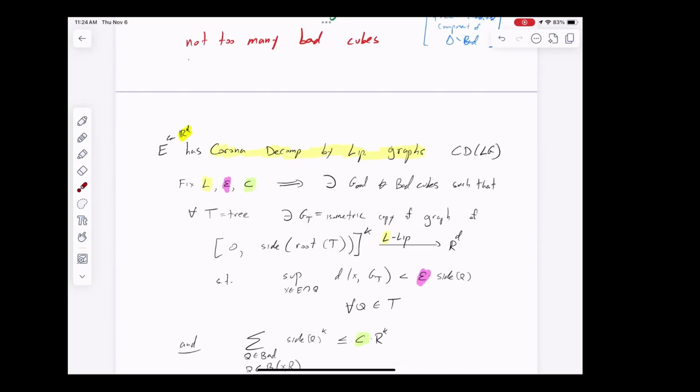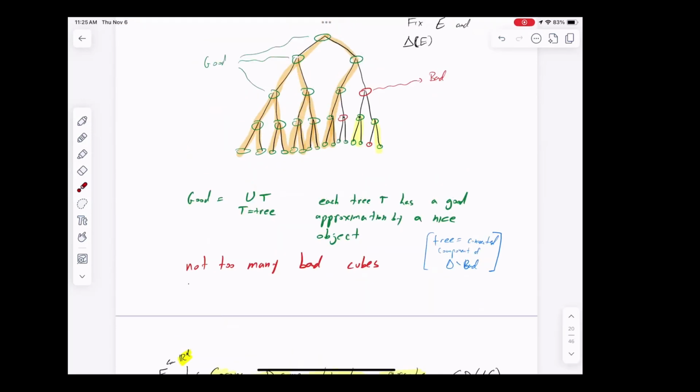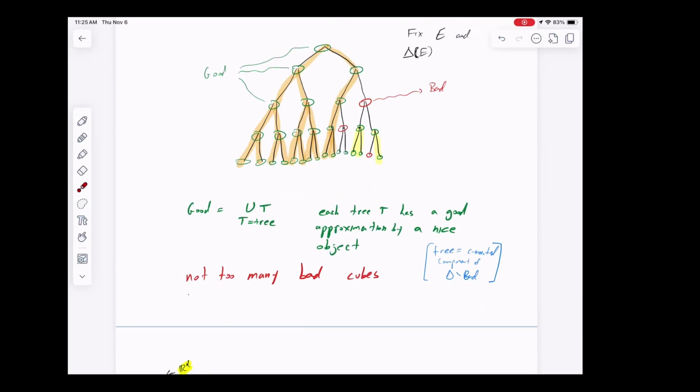So maybe I'll go back to this picture again. What's going to happen in the next slide is that we're going to say that a set has a corona decomposition if each good tree, this orange thing here, is in some sense approximated by a good set. And we need to decide what good sets mean. But let me just say that I'm not saying that the tree is approximated by a set, because that's a weird thing to say. I'm going to say that the leaves of the tree are approximated by this good set.